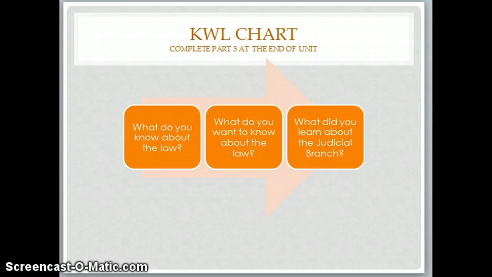This is an example of a KWL chart. What do you know about the law? What do you want to know about the law? Complete Part 3 at the end of the unit. What did you learn about the judicial branch?